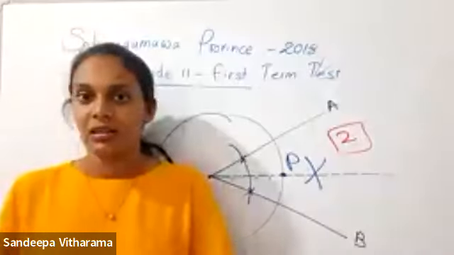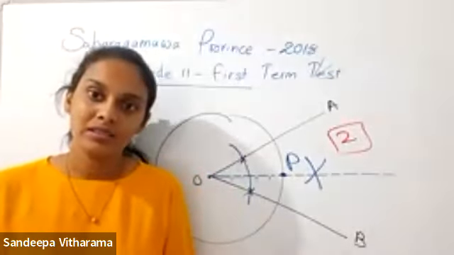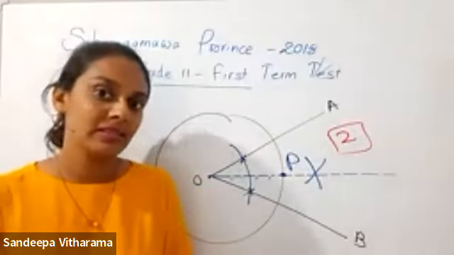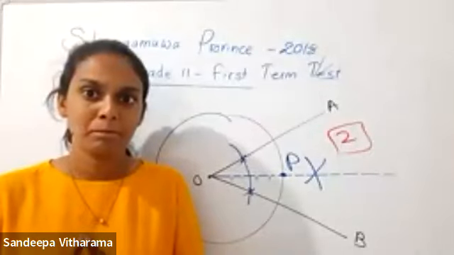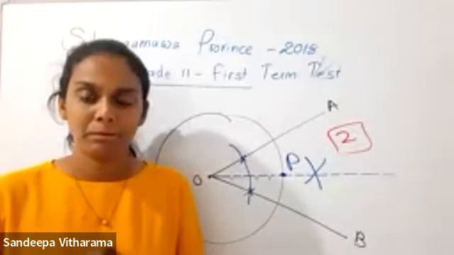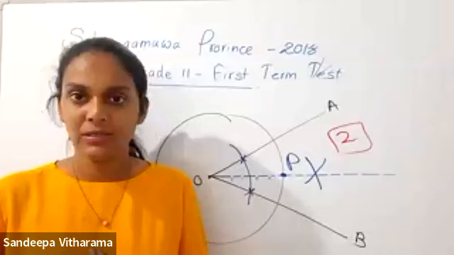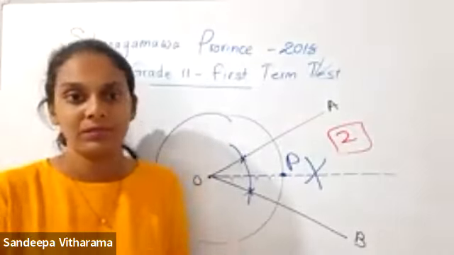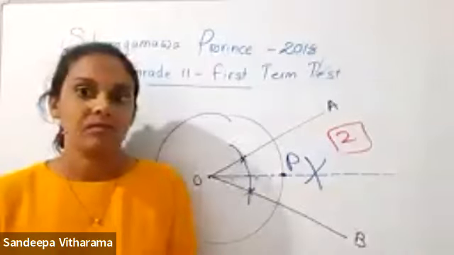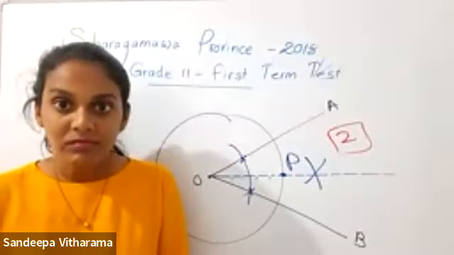Okay. Others below 40. Is it below 40? That means between 35 and 40 or below 35?